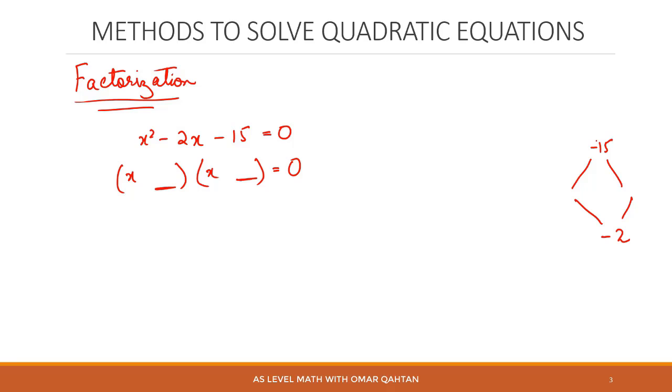What I think it should be minus 5 and plus 3. If you add minus 5 with the 3, it will give you minus 2. And if you multiply minus 5 with the 3, it will give you minus 15. So that's how we found the roots for this equation. Then just substitute it equals to 0, and find your required values for x.